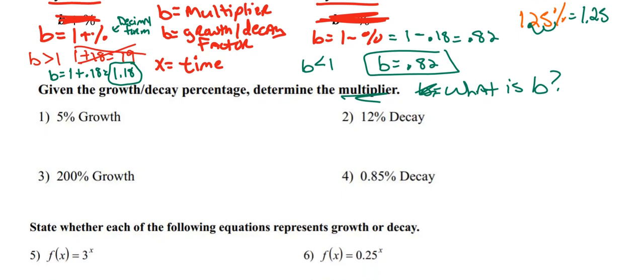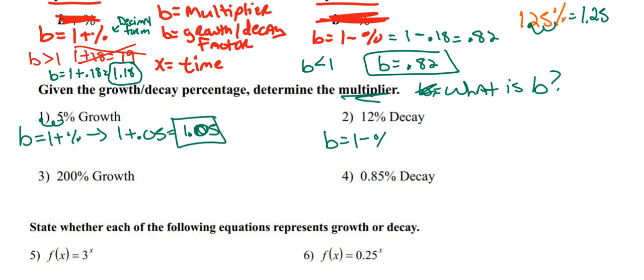So if it is growth, it's going to be b equals 1 plus the percent. So this will be 1 plus, 2 times to the left, 0.05. So this is going to be 1.05. Decay is going to be b equals 1 minus the percent. So it'll be 1 minus 0.12. Again, 2 times to the left. And that'll be 0.88.